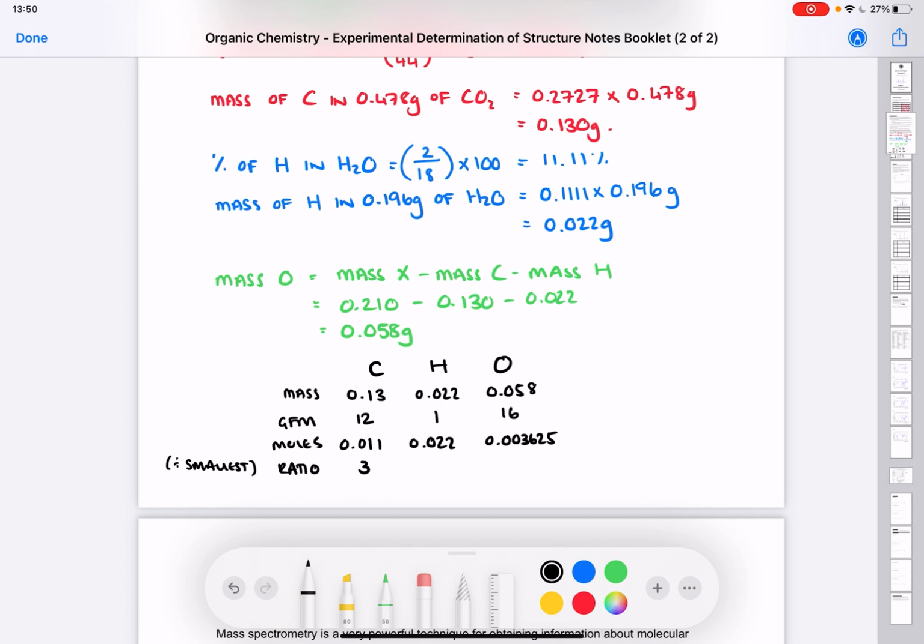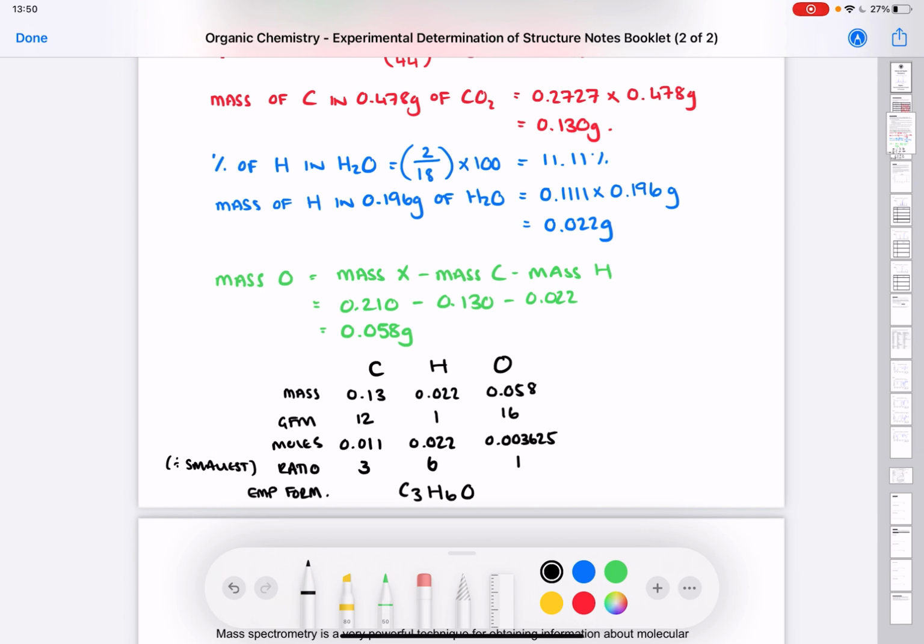So for hydrogen, it's going to be 0.022 divided by 0.003625, which gives me 6.06, so that's close enough to 6. And then for the oxygen, it's going to be 0.003625 divided by 0.003625, which of course is 1. So the empirical formula is going to be C3H6O for that particular substance there.